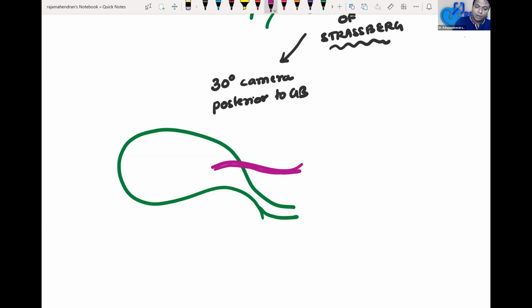So in a critical view of Strasberg, there should be only two structures entering the gallbladder. That is known as the critical view of Strasberg. So when I see by laparoscopy with a 30-degree camera, I should see only two structures that will enter the gallbladder. If there are more than two structures entering and you are trying to put a clip, you are in danger. Please remember, the patient is not in danger. You are in danger. You are going to face a lot of medico-legal issues and various problems.